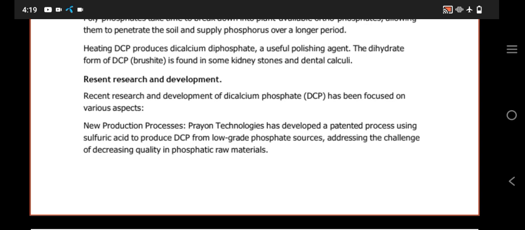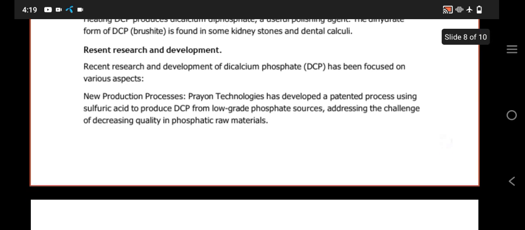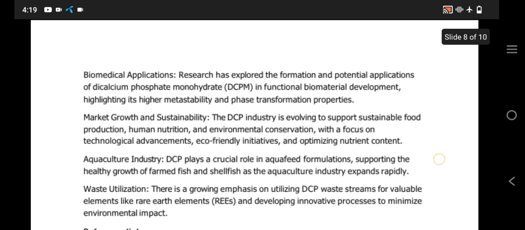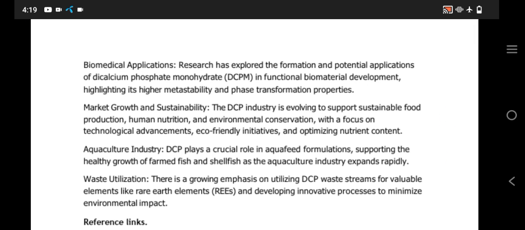Recent research and development of dicalcium phosphate has been focused on various aspects. New production process: Prayon Technologies has developed a patented process using sulfuric acid to produce dicalcium phosphate from low-grade phosphate sources, addressing the challenge of decreasing quality in phosphatic raw material. Biomedical application: recent research has explored the formation and potential application of dicalcium phosphate monohydrate in functional biomedical material development, highlighting its higher metastability and phase transformation properties.